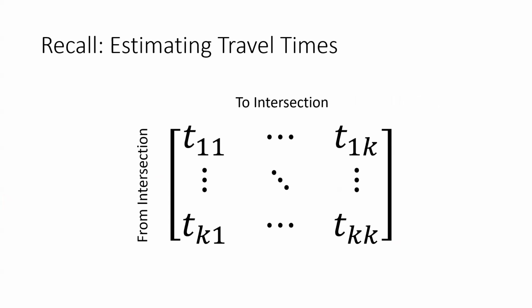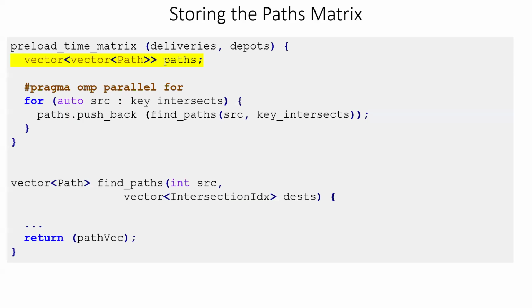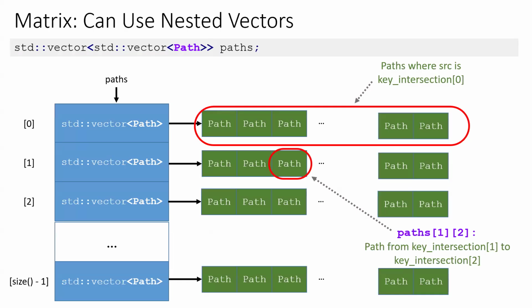Now, after we do all of the computations, we want to store everything into a matrix-like data structure. Say we can make it into a vector of paths. What it will look like is we get it from the from intersection ID, depot ID, to the to depot ID, and we can directly access the path stored in this vector of vector.